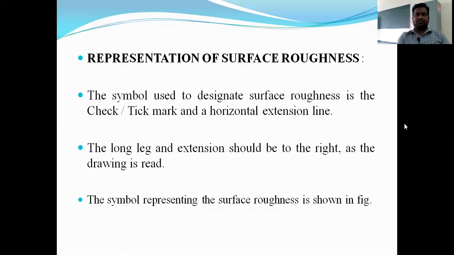So the representation of surface roughness, we know already how we can represent the surface roughness, because in machine drawing also we have measured this surface roughness, and in production drawing also we have measured the surface roughness. How is the symbol used for surface roughness? The symbol used to designate surface roughness is the tick mark and horizontal extension line. Okay, the long leg and extension should be to the right as the drawing is read.